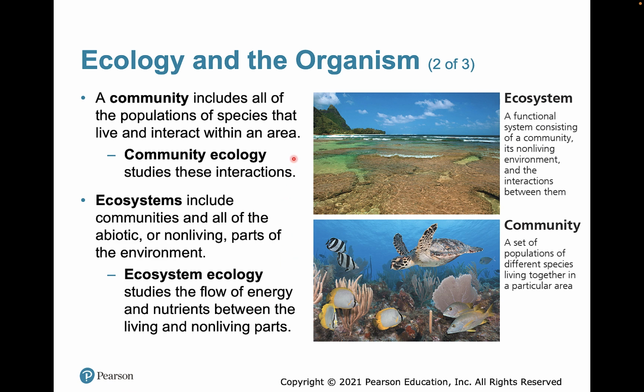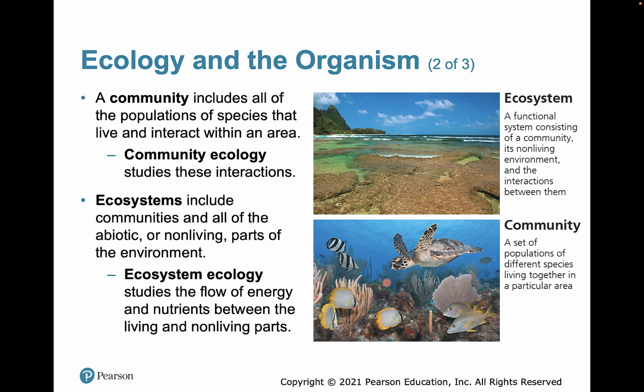You can look at a community. A community is all of the different populations that live in the same place at the same time. So here in this bottom picture, you can talk about the fish and the coral and the crabs and the turtles and the sharks and the rays and the flounder and all of those things living in that area at that time. And there are people that are community ecologists and they study those interactions.